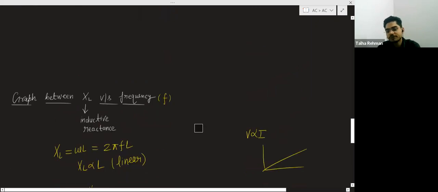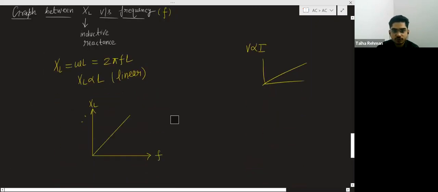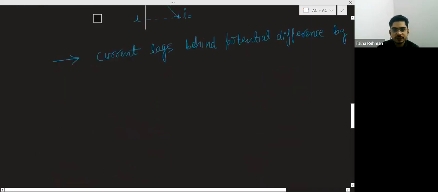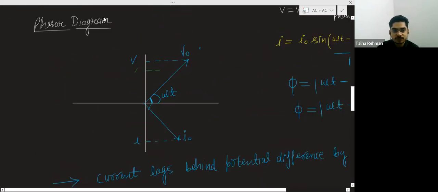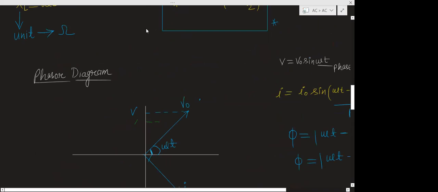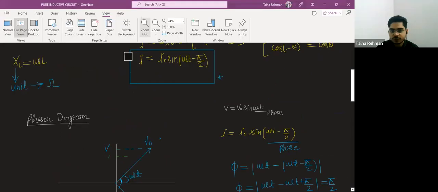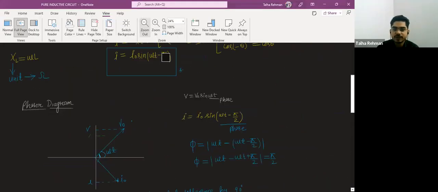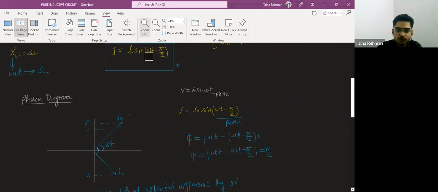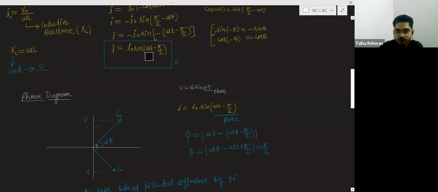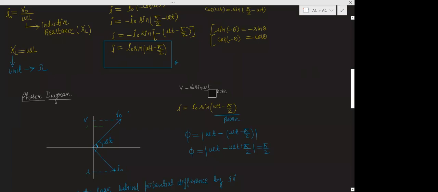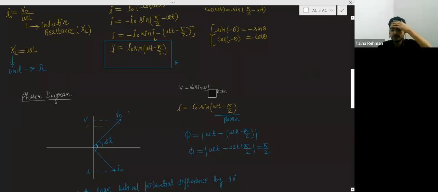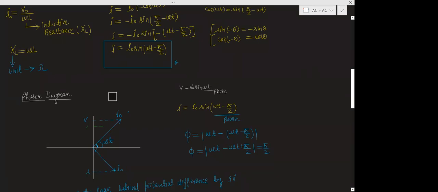If you want to draw the wave diagram, you can draw it with the help of these equations. The equation of the current is I equal to I naught sine omega t minus pi by 2. The equation of the voltage is V equal to V naught sine omega t. So you can draw the graph accordingly.